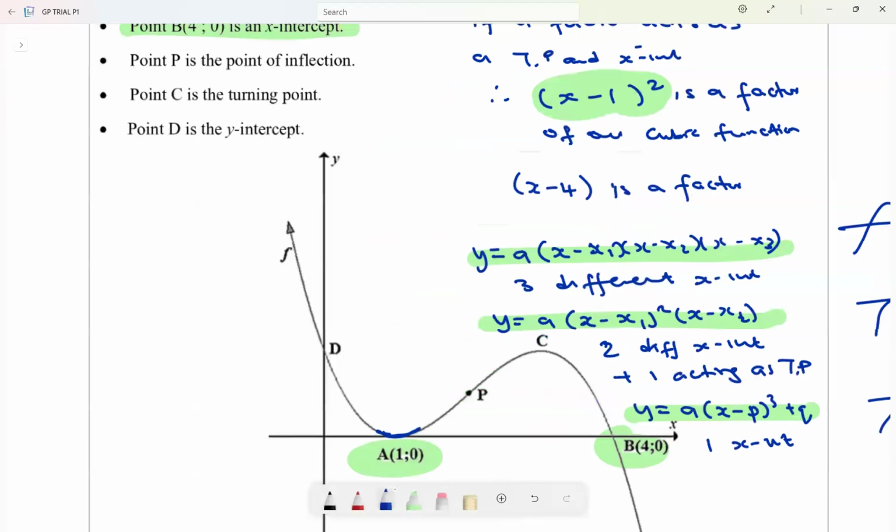And then, by the way, these are the factors that we have for this function. And then point P is a point of inflection. Point P is a point of inflection. And remember, a point of inflection is the midpoint of the turning points.